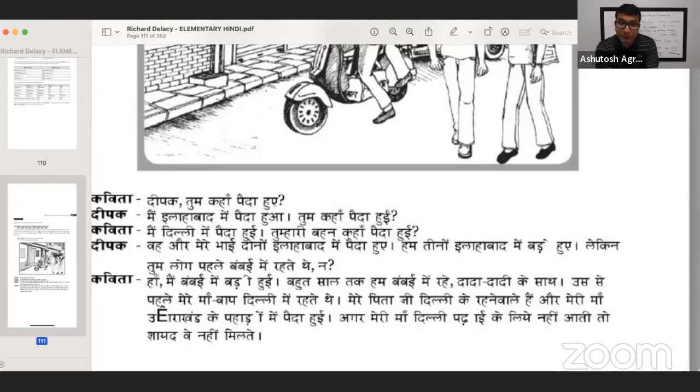This was hard, okay, but you saw so many usages of paida hona. Again, paida hua, hui. We didn't do bada hona, but just like paida hona, bada hona, to be raised, okay. So I grew up in Rajasthan. मैं राजस्थान में बड़ा हुआ, okay. I was raised in Rajasthan, right? So you can use that. But unlike paida hona, paida doesn't change.